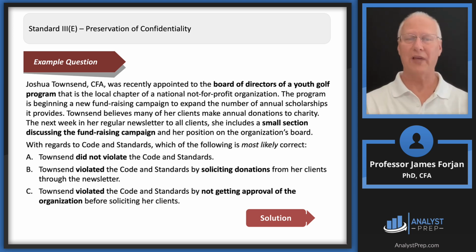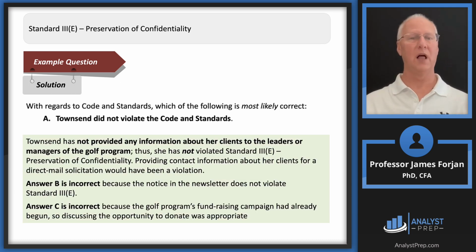Now, she includes a small section discussing the fundraising campaign and her position on the organization's board. So which of the following statements is most likely correct? All right, so Townsend did not violate the code. She violated the code by soliciting donations. She violated the code by not getting approval of the organization before soliciting the clients.